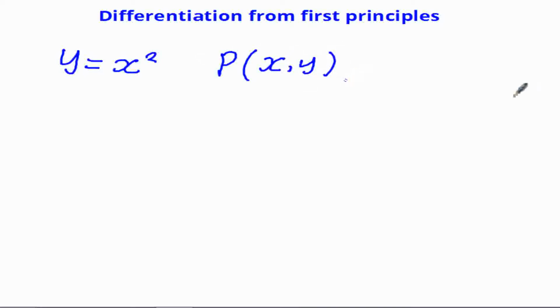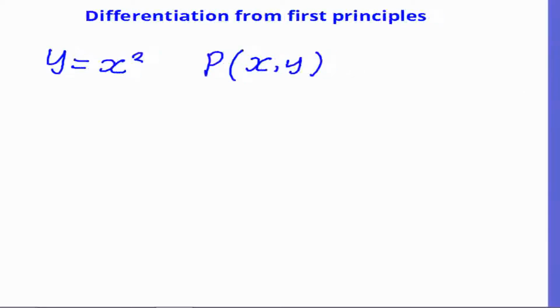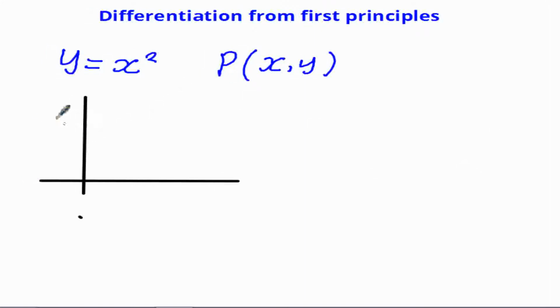So our curve will be like this. We have our y-axis, and then the x-axis. So drawing the curve, it passes through the origin, something like that. It is not that neat, but it will work for us.